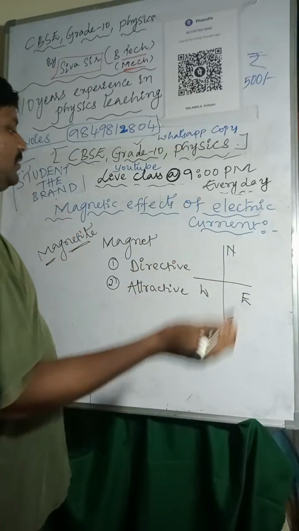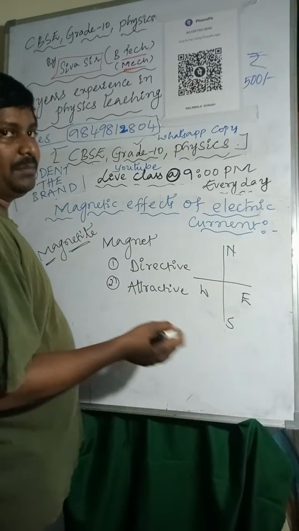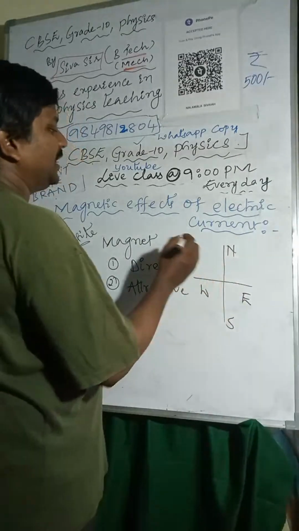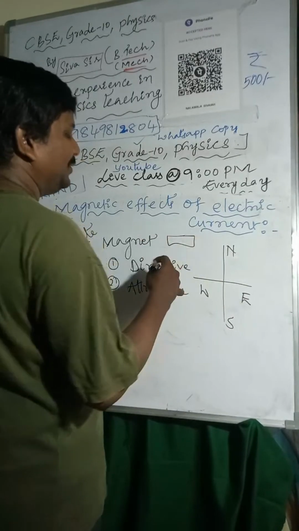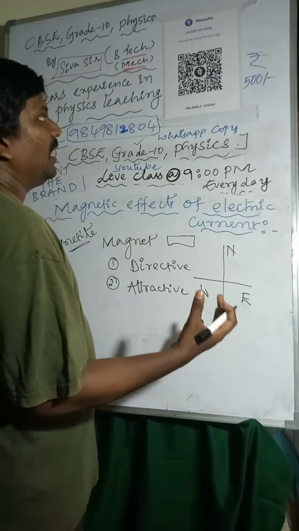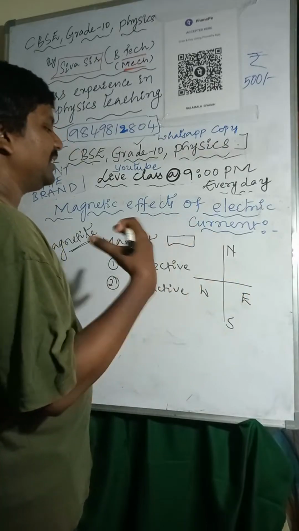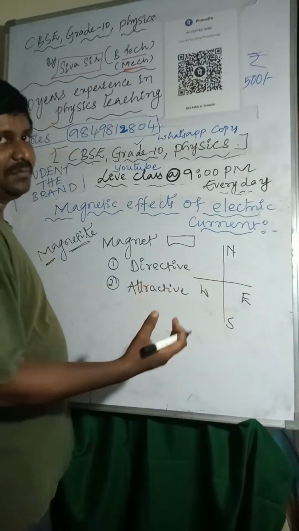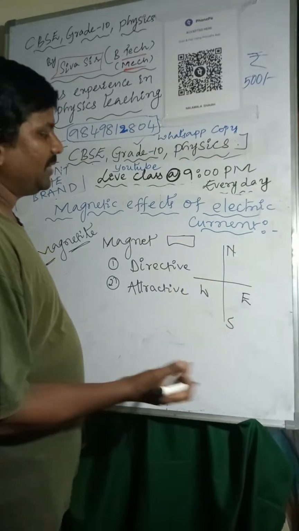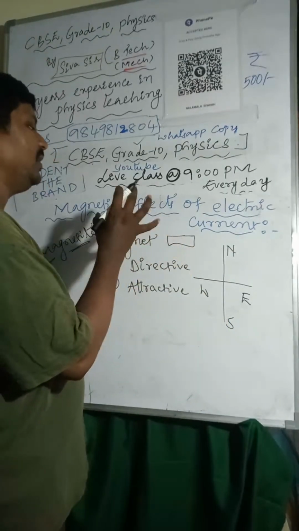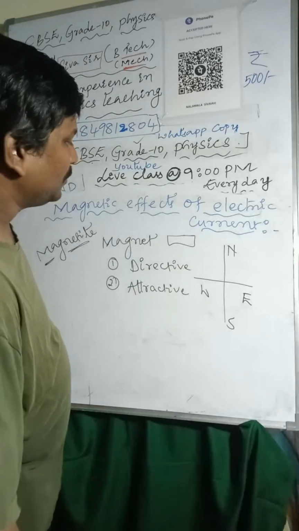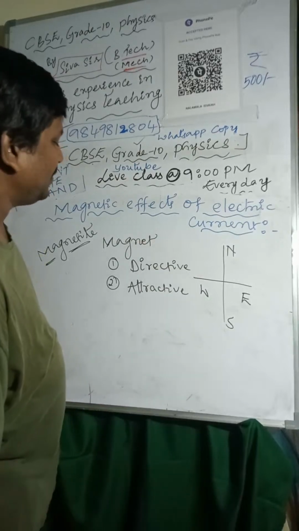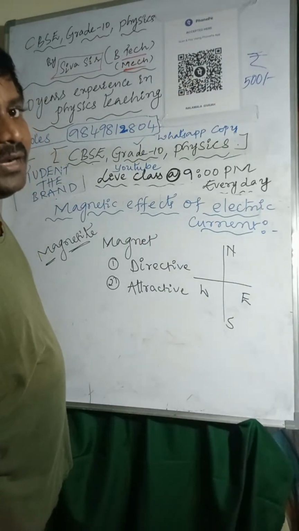Coming to the artificial magnet, these are man-made magnets. There are many: bar magnet, U-shaped magnet, dumbbell-shaped magnet, and spiral magnet. According to our requirements, we can make the magnet in different shapes. In today's class I will explain the bar magnet. It is an artificial magnet.